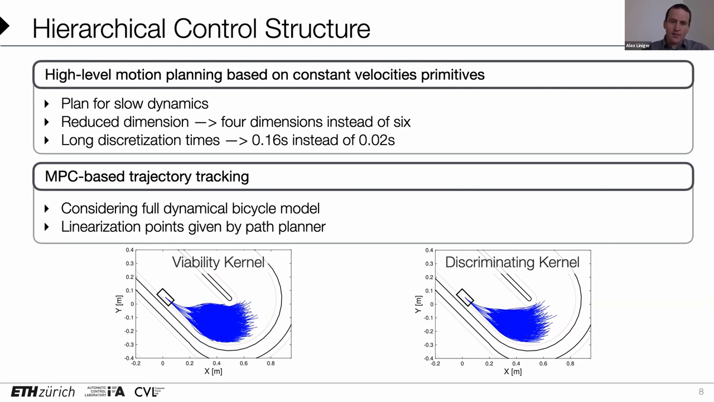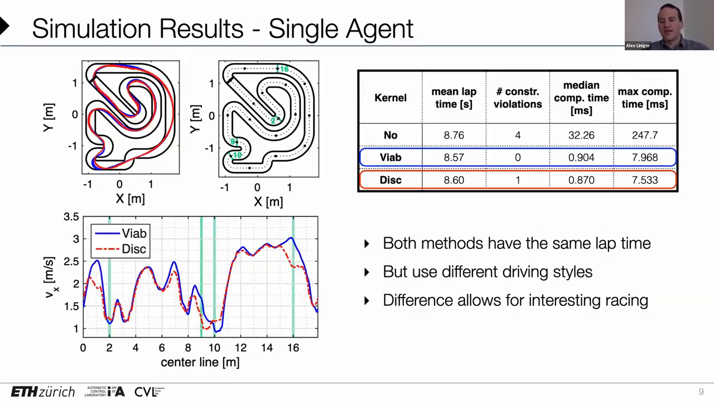Now, to give you some impression of how this motion planner works for one car, I have some simulation results. The thing I wanted to highlight here is that the two pruning strategies, if you use the discriminating kernel or the viability kernel as a safe set, change the driving style in an interesting fashion.